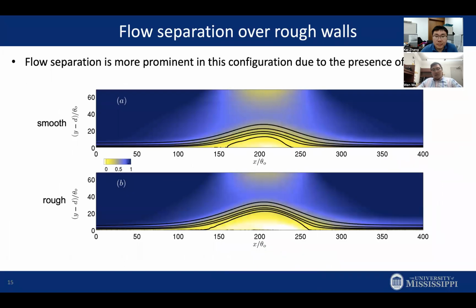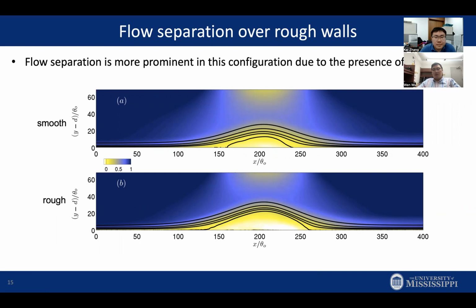So what we observed is, compared with the smooth wall case, this is the mean flow, and these are some streamlines. Clearly, the separation bubble is much bigger for the rough wall. This is not the first time that people observe flow separation is enhanced by roughness, but there's also people saying that flow separation is reduced by roughness.